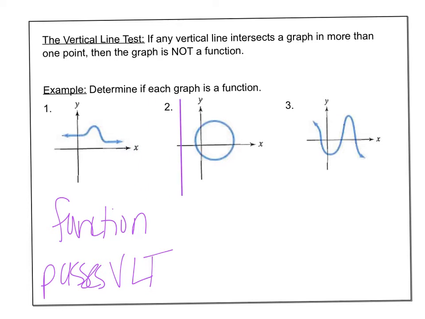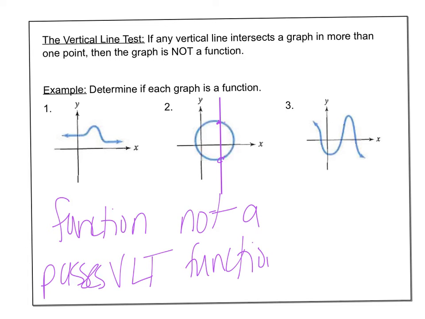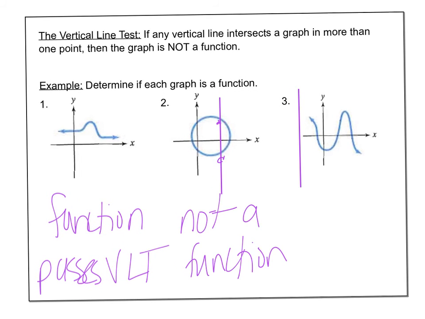If you look at number 2, as I pass this line through, it intersects at 2 points. So this does not pass. This is not a function because it doesn't pass the vertical line test. And then the last one, if I take this vertical line and move it over, 1 point, 1 point, 1 point, I can get all the way through with just hitting 1 point, so this one is a function. So it's all about whether or not you can pass over it with only hitting 1 point. If you hit 2, like in number 2, then it's not a function.